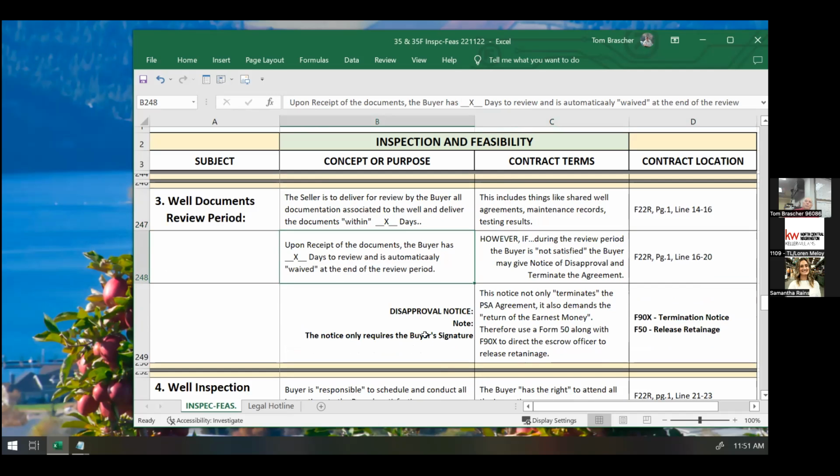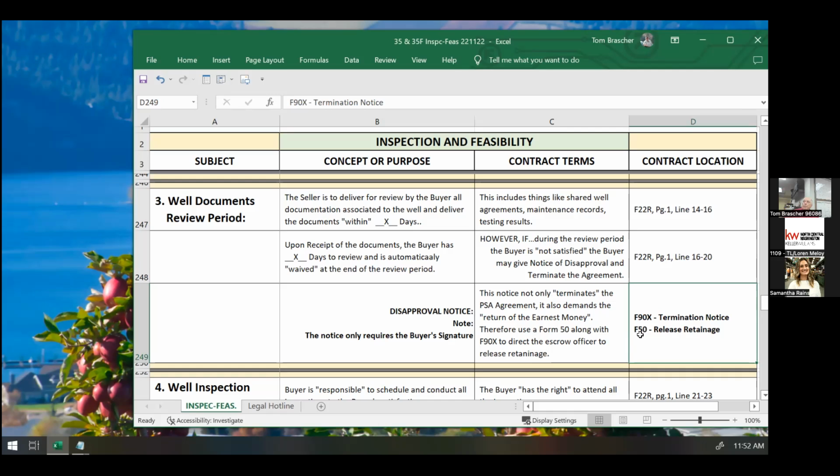And during that review period, he has the ability to disapprove. If he does, that's where he uses Form 90X. And if that's the case, he gets to have a refund on the earnest money. So I put in here not all 90X, but always put in a Form 50 release of retainage.